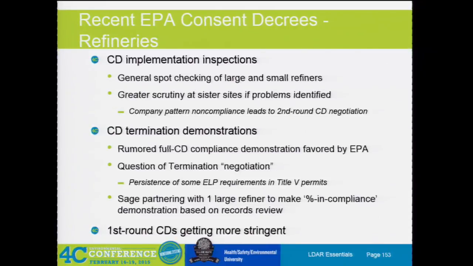CD termination, like he was saying, we have not seen it happen unless you close your facility down. You can try and demonstrate all the compliance you want, show all this stuff, but no one's got out of it yet, and first rounds of CDs are getting more stringent. So as the final places get them, and these new chemical industries are getting their first round of CDs, they're getting more and more stringent with the low E technology.